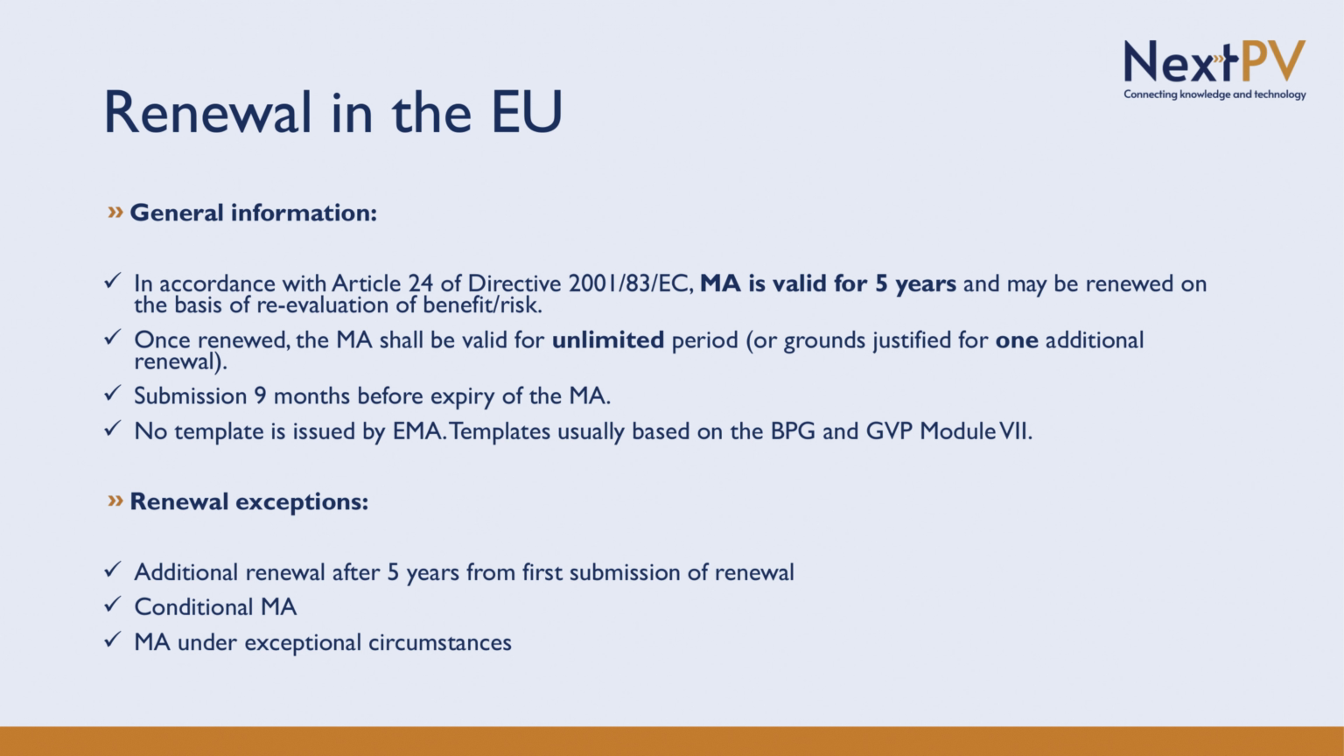Although the EMA does not issue a specific template for these submissions, they typically follow the Best Practice Guide, BPG, and Good Pharmacovigilance Practices, GVP, Module 7 guidelines. Exceptions to standard renewal processes include additional renewals after 5 years, conditional MAs, and MAs under exceptional circumstances.